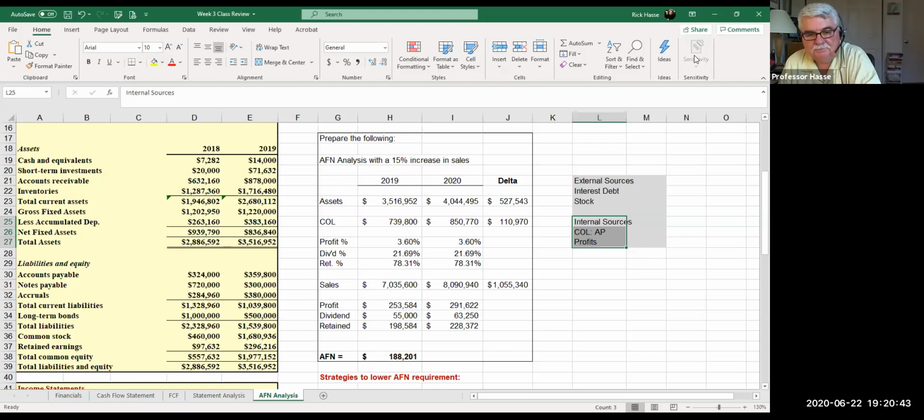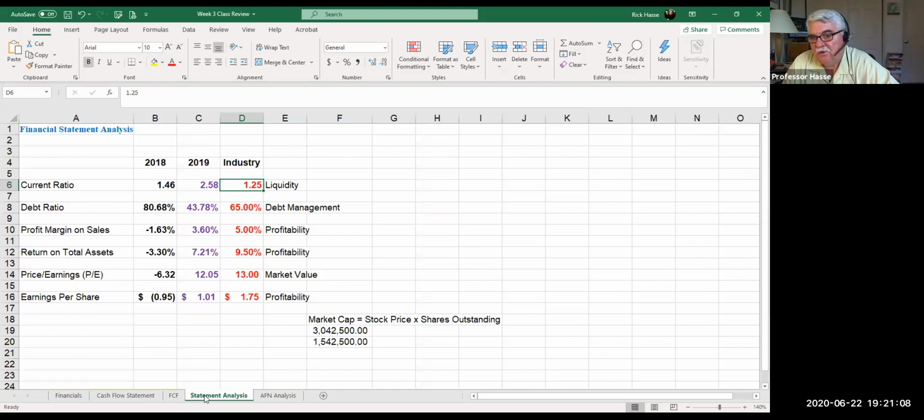Okay, we're back. Before we had our break, we were looking at financial statements and information: balance sheet, income statement, cash flow statement. We looked at a new term for some of us, the free cash flow information. We looked at statement analysis, current ratio, debt ratio, key figures where we can look at trends or relationships with our industry or competitors.